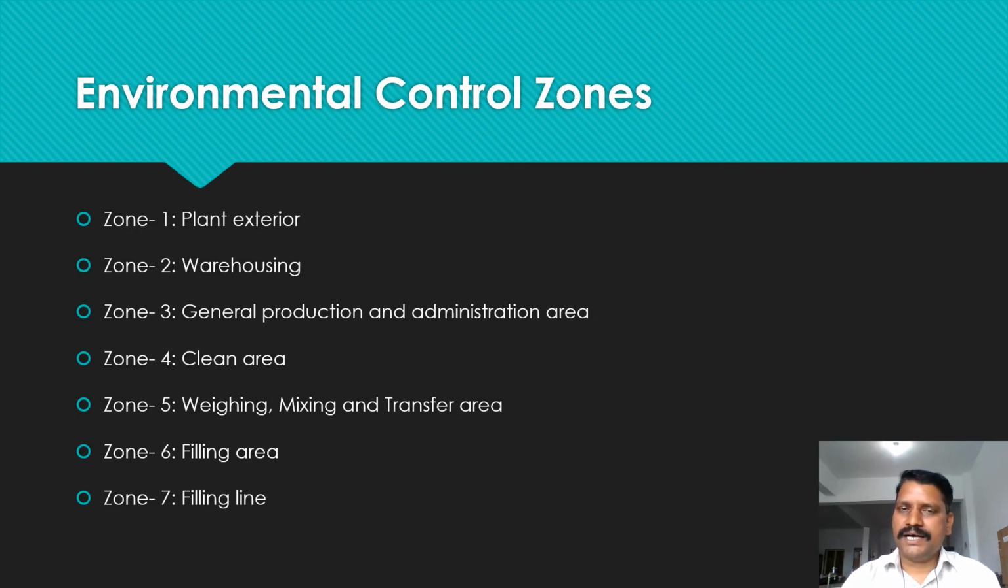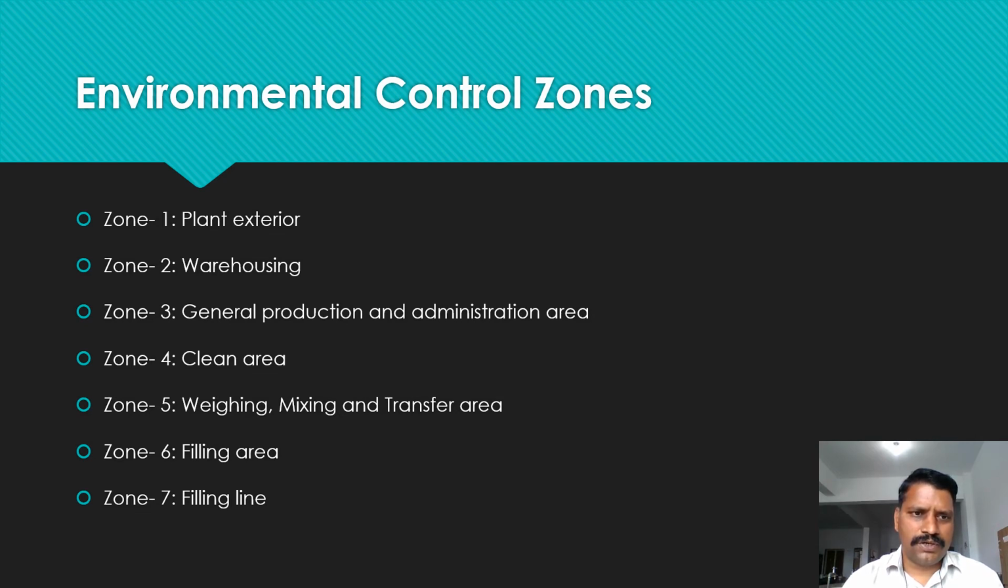Zone 4 is regarding clean room and cleanliness. Zone 5, weighing, mixing and transfer area, from one compartment to another compartment. Zone 6, regarding the filling area, means filling of injection of sterile content into the different containers. And zone 7 is regarding a filling line. So these are the 7 environmental control zones.